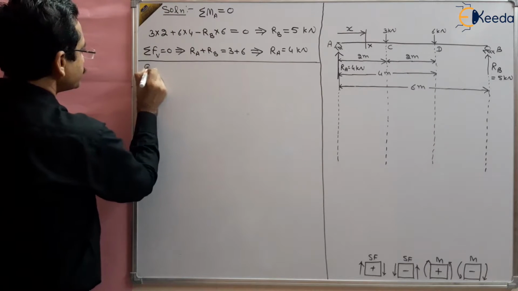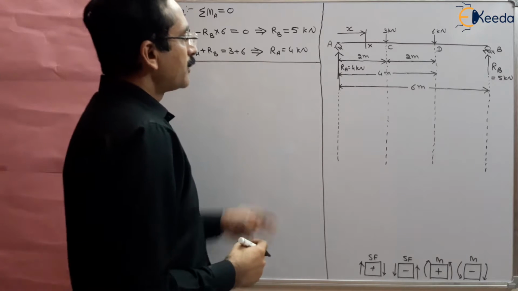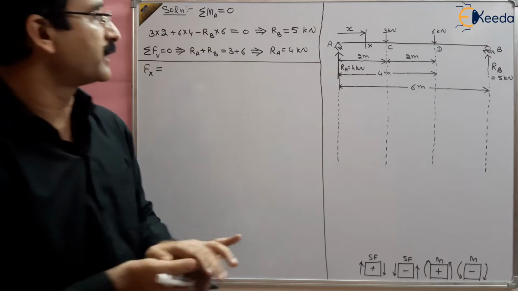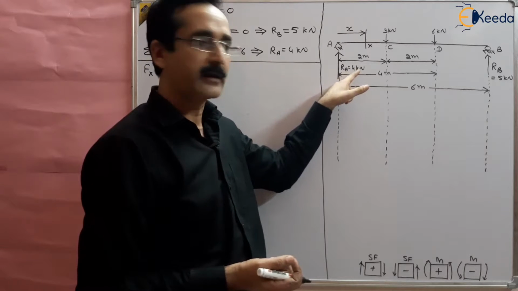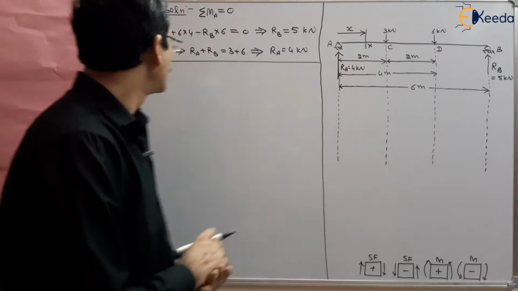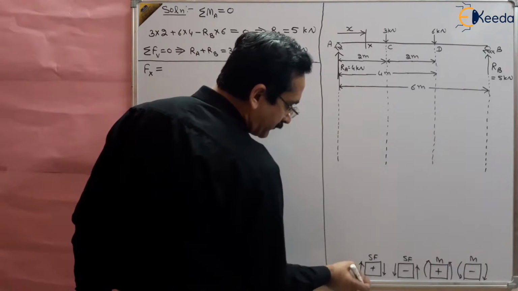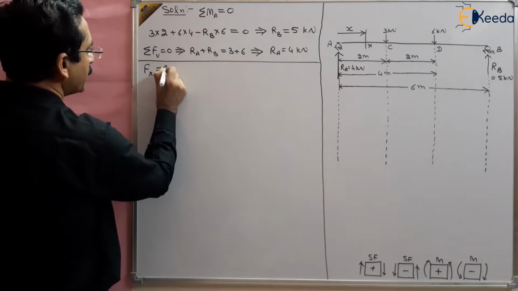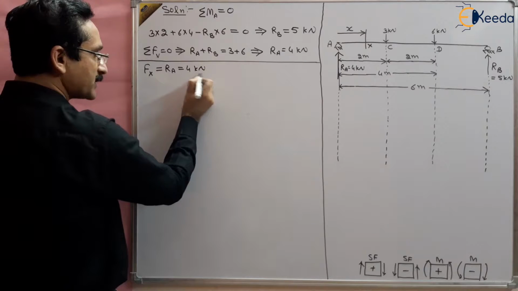Fx will be equal to the sum of all the forces to the left or to the right of the section. We are taking the left of this section. To the left of x there is only one force, that is RA, 4 kilonewton. So Fx will be equal to RA, and an upward force on the left is positive according to the sign convention. So this is equal to RA, which is 4 kilonewton in the positive sense.